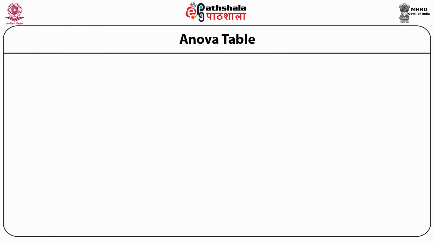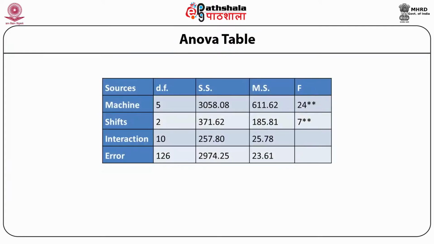Next the ANOVA table is shown, and it shows the F value at an alpha level of 1%, and you can see for machines it is 24 and for shifts it is 7. Like that you can make the assumptions and then based on these results you can interpret whether this assumption is true. Which assumption? That the productivity of the machine in the 3 shifts varies or not.